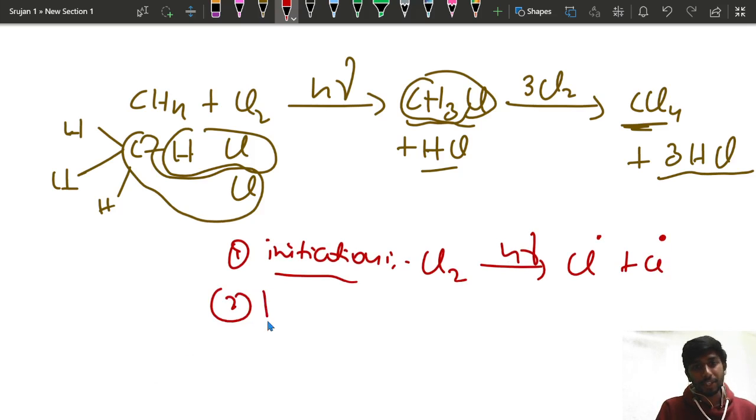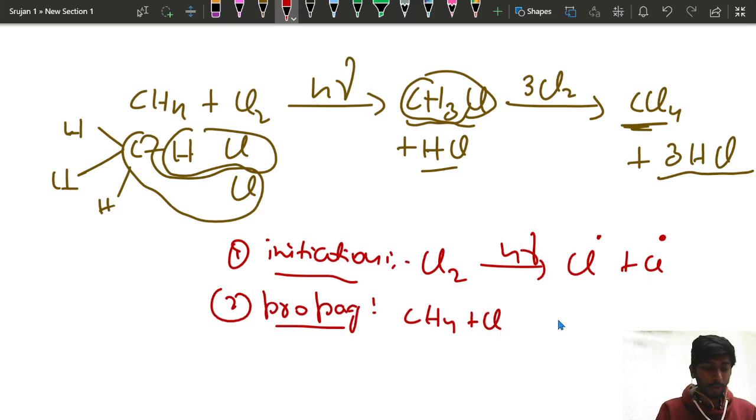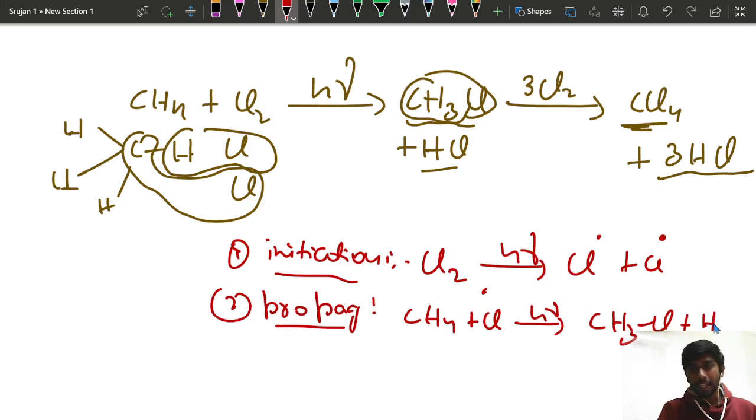After that it continues with propagation. In propagation, CH4 with Cl radical, you are getting CH3Cl and H radical, or you can treat directly with this Cl2, not with the radical. You are treating this with Cl2, that is giving the Cl radical. So in propagation there are many types of reactions.